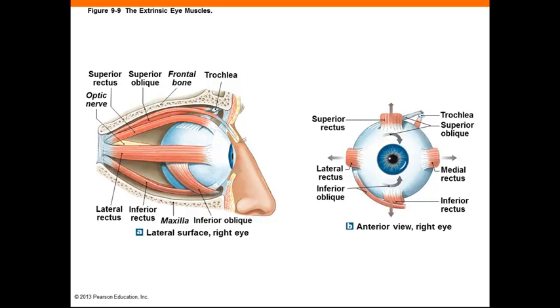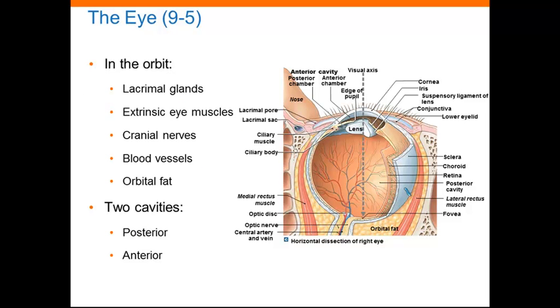This figure is showing the 6 oculomotor muscles that control the position of the eye. They include the superior rectus, superior oblique, medial rectus, inferior oblique, and lateral rectus. The orbit of the eye contains the lacrimal glands, the extrinsic eye muscles, cranial nerves and blood vessels, as well as any orbital fat cushions that provide a little bit of give to the eye.